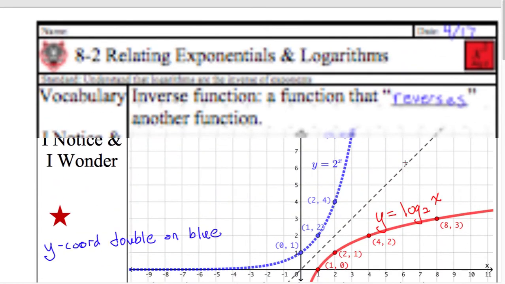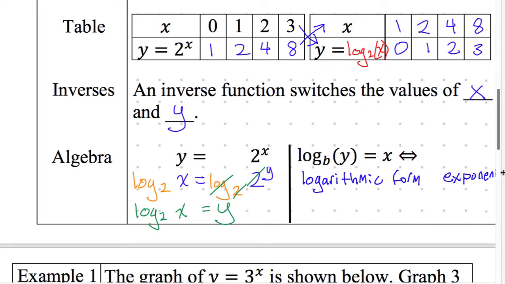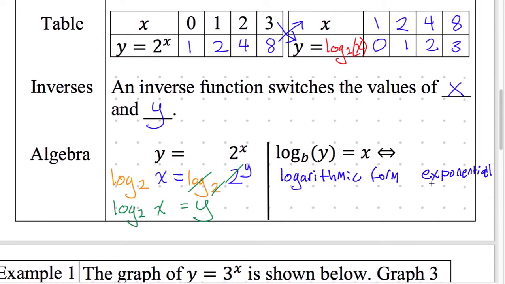We know what the graph is. We know what the table is. And finally, the rule. I'm going back to the rule that we started yesterday. Our rule stated, if I have log base b of y is equal to x, that was called the logarithmic form. Write it down. Logarithmic form. That changes to the exponential form. Exponential. Ran out of room. What is the exponential form of this?